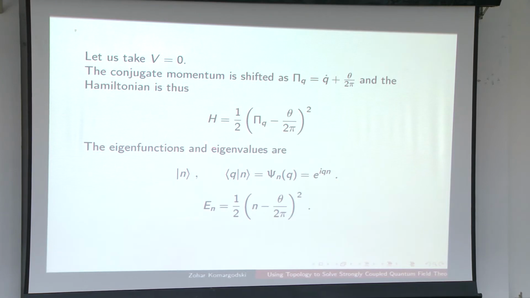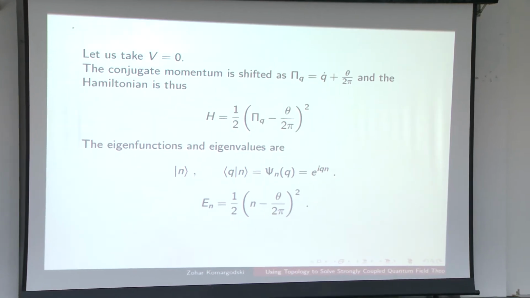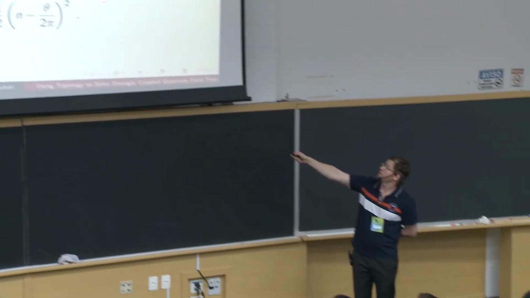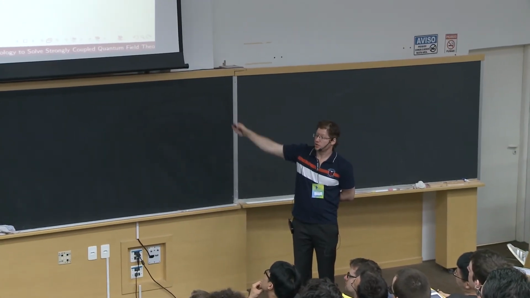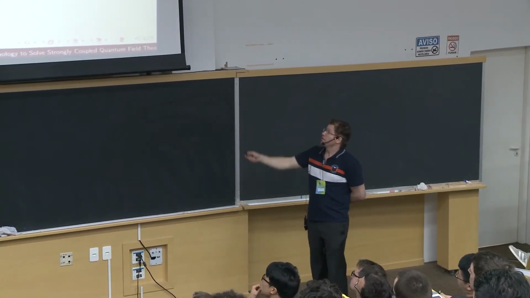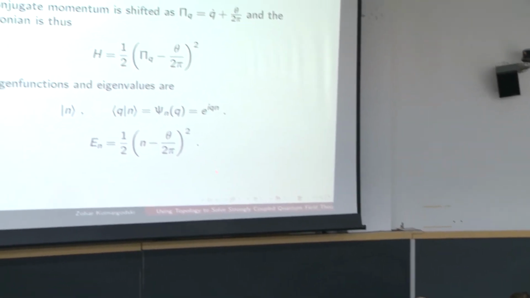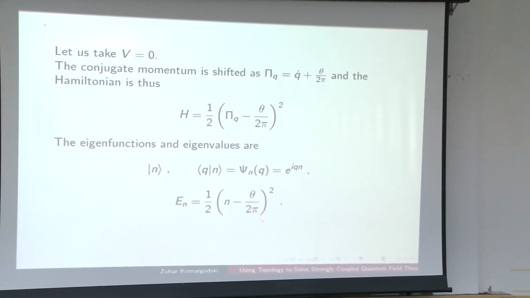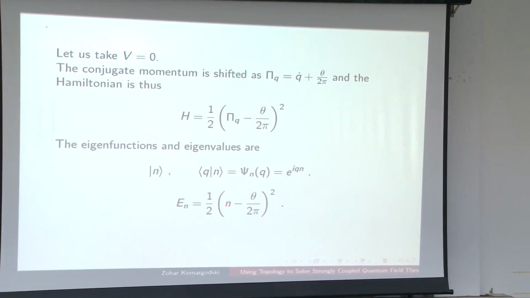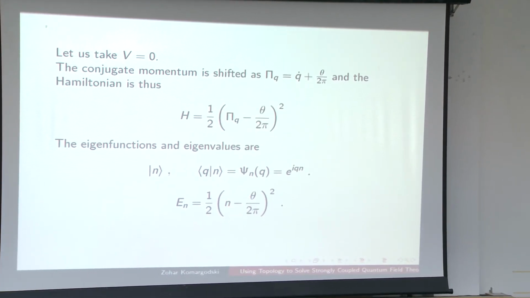What are the wave functions? You remember that we've insisted that the wave functions be periodic. So the wave functions are just e to the iqn, where n is an integer. And their energies are those. So you see that the energy spectrum depends on theta, unlike the classical system where theta did not appear. So this is the energy spectrum of the system. n is an integer, and theta is a constant, 2π periodic.